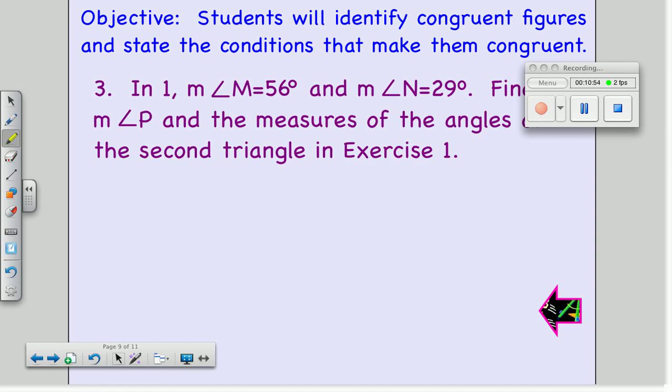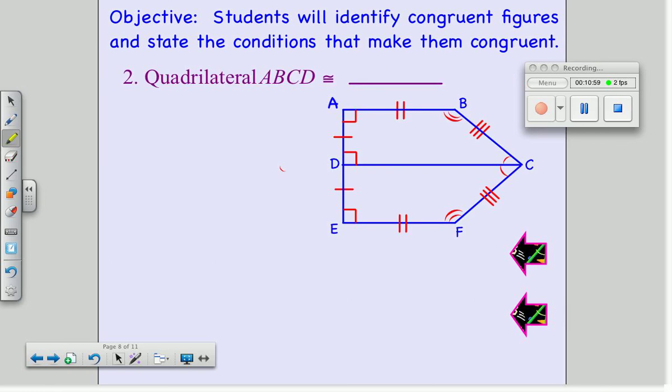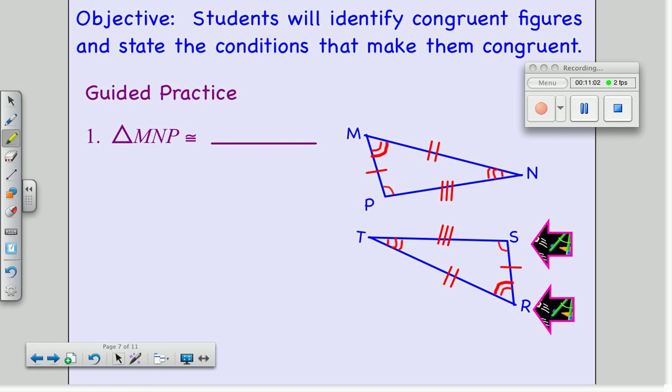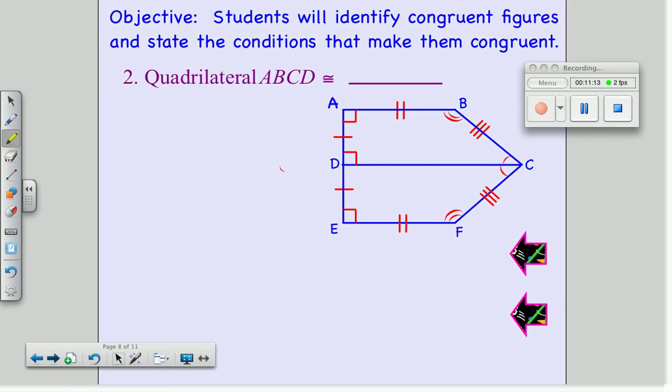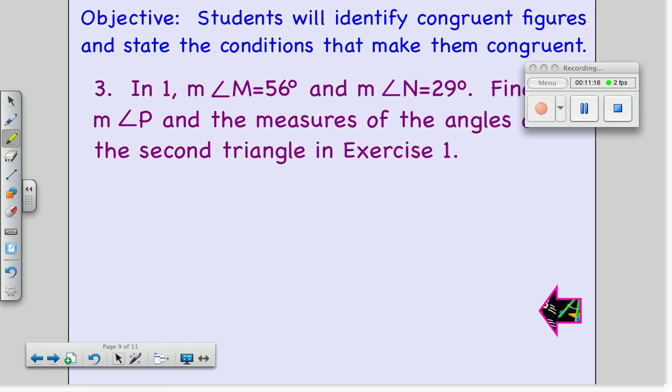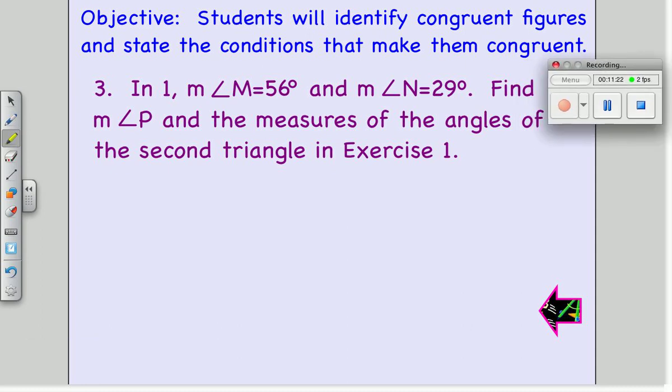In number 1, the first one that we did, I'll show it to you again in a second. As a matter of fact, here, I'll just go here and show it to you. So we're looking at these figures here. In number 1, it tells us that angle M, and don't forget angle M is congruent to angle R, okay? Angle M is 56 degrees. Angle N is 29 degrees. And now they want you to find the measure of angle P and the measures of the angles of the second triangle in exercise 1, in the first one. So we're going to find the measure of angle P. So let's go back to number 1 and find the measure of angle P. Okay?